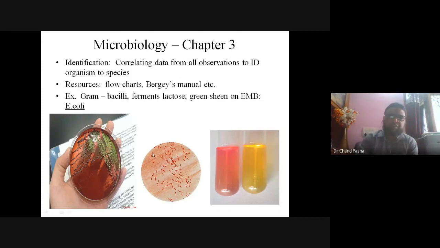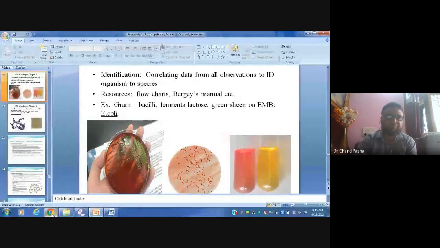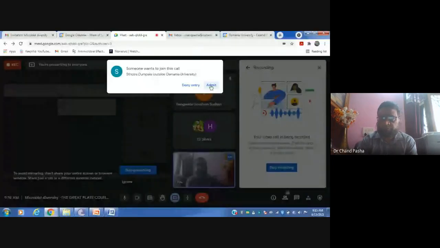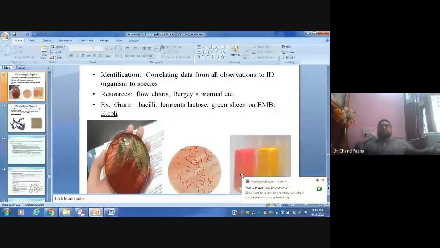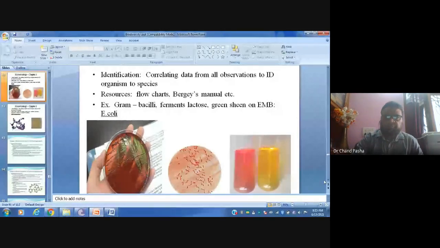And here, this eosin methylene blue media, eosin methylene blue media will give a green sheen. That is a typical characteristic of E. coli. And in MacConkey agar, it will give you typical red colored colonies. So this is its fermentation characteristics.